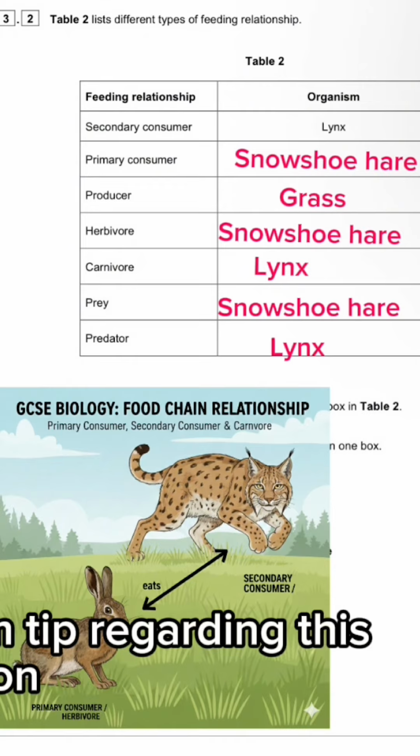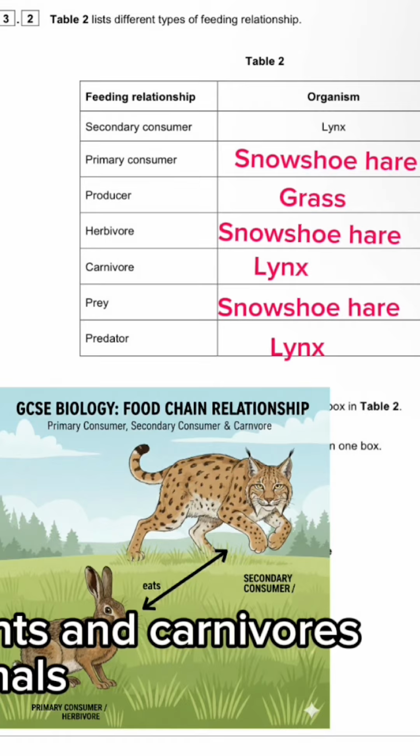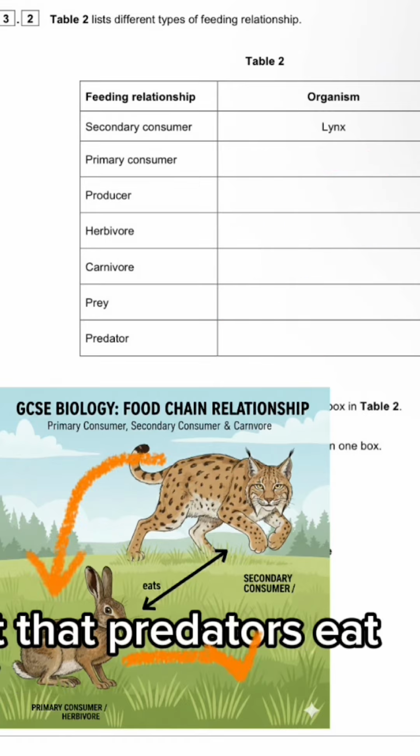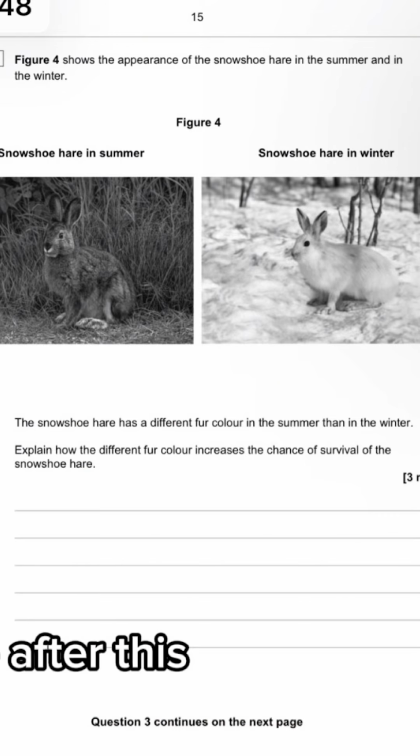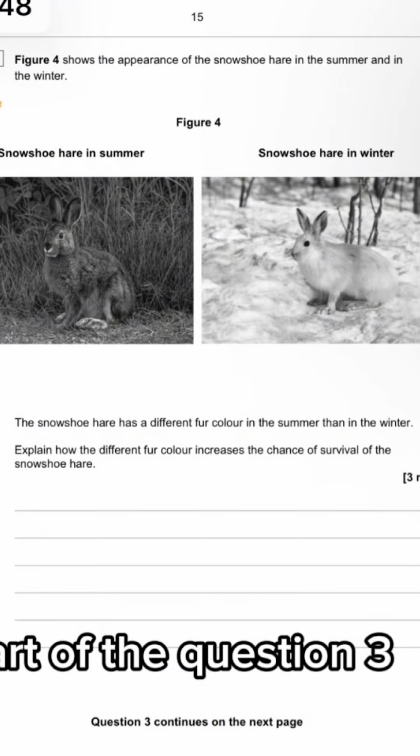Let me give you an exam tip regarding this question: herbivores eat plants and carnivores eat animals. Adding to that is the fact that predators eat prey. Keep it simple. After this, let's move to the next part of question 3, which is 3.3.